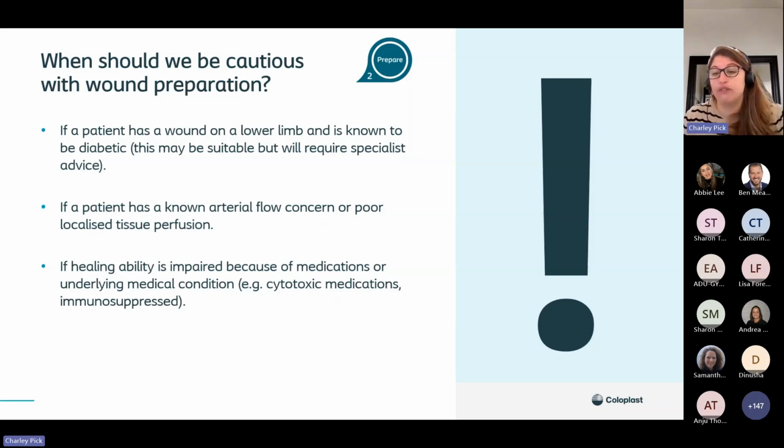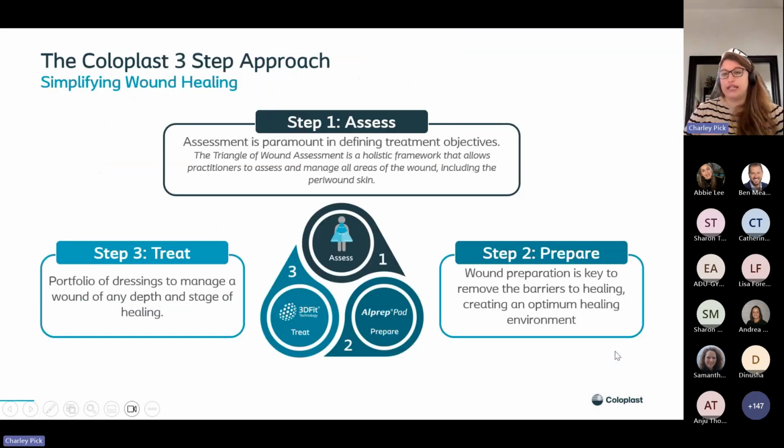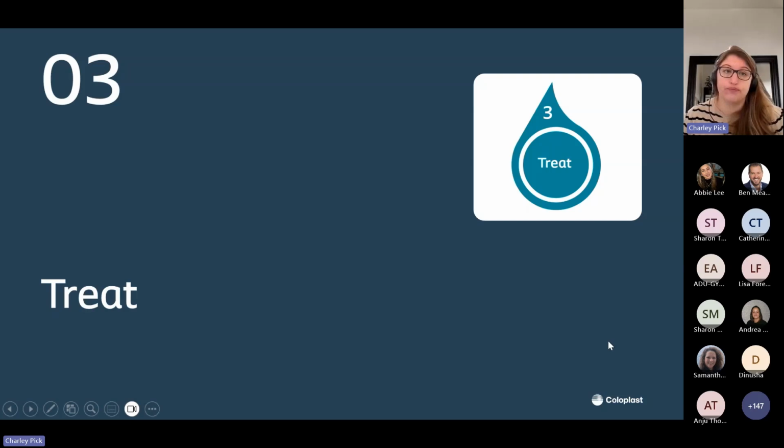So it might be that you need to have a chat with their specialist if they're under a specialist, or speak with your tissue viability nurse specialists. So we've done a holistic assessment of our patient and of our patient's wound. We've done really robust wound preparation. We're now going to talk about step 3, which is your treatment and your portfolio of dressings.